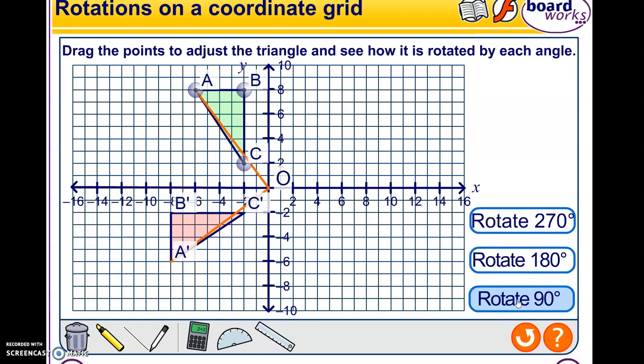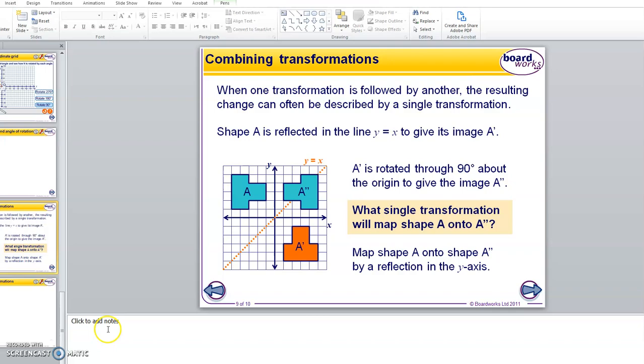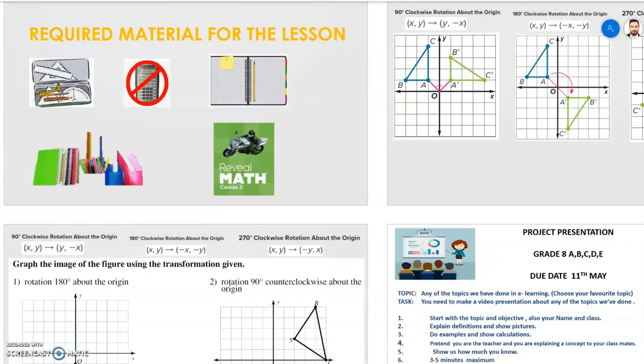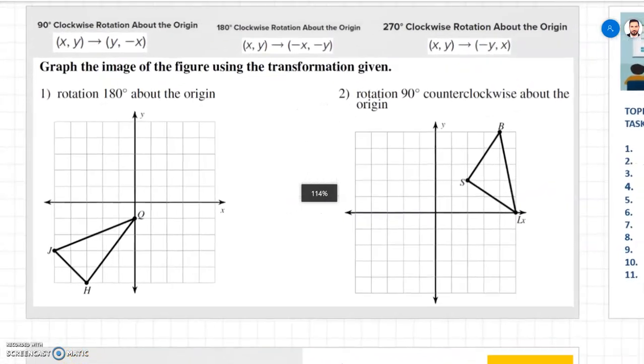And let's see our practice questions here. Our practice questions are in front of you now, guys. Let's see this question.